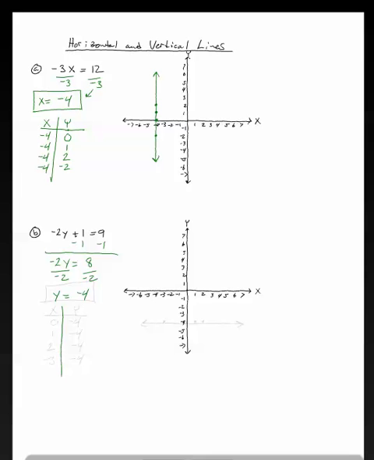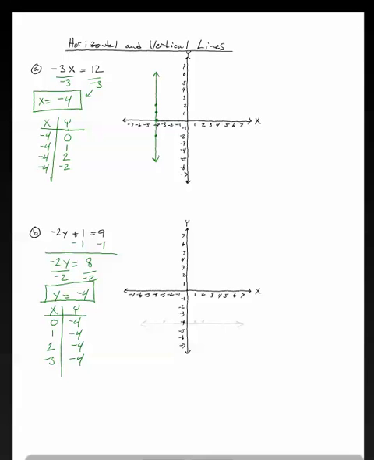So once again, if we have an x, y table, if x is 0, because x can be anything it wants, y has to be negative 4. If x is 1, y still has to be negative 4. If x is 2, y still has to be negative 4. If x is negative 3, y still has to be negative 4. Because our equation said that the only constraint is that y has to be negative 4.